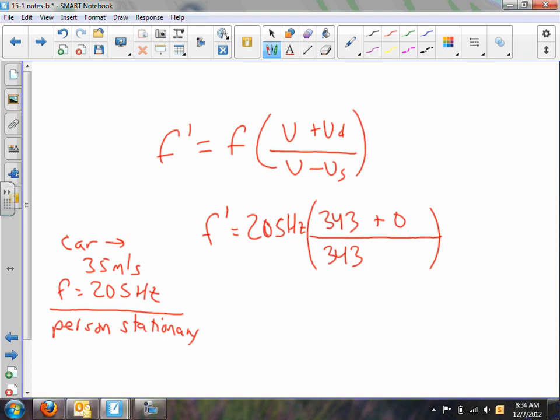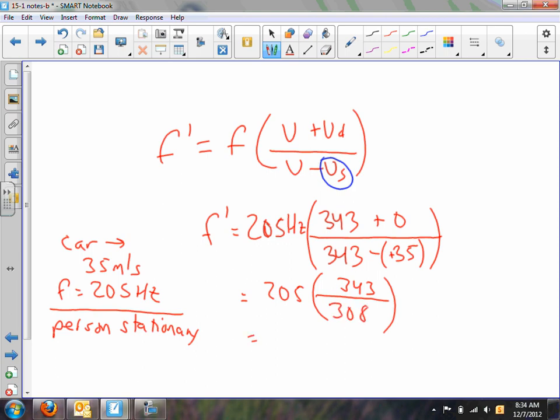And our source, the source of the sound, the car, is moving, and it's moving toward the detector. So if the source is moving toward the detector, you need to put a positive value in for V sub S. So V sub S is a positive 35, which in effect means you're going to subtract those numbers. So you notice you have 205 times 343 divided by 308.